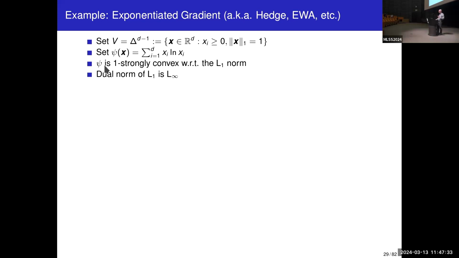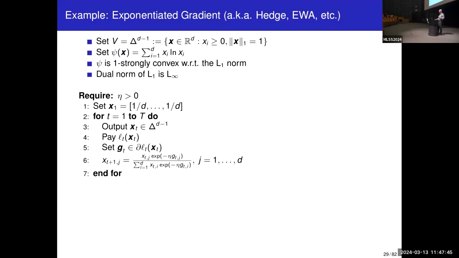Now, it's possible to show that this psi is 1-strongly convex with respect to the L1 norm. And the dual norm of the L1 norm is the L infinity norm. And so now I have all the ingredients for my regret, but I also would like to know what the actual algorithm is. If I actually solve that argmin with this particular choice of the Bregman divergence, I get this very weird update. So let's take a moment to look at what this update is doing. Let's ignore for the moment the normalization factor here.